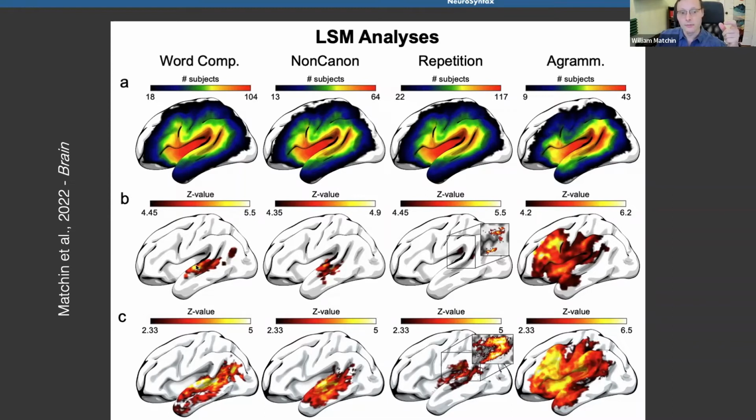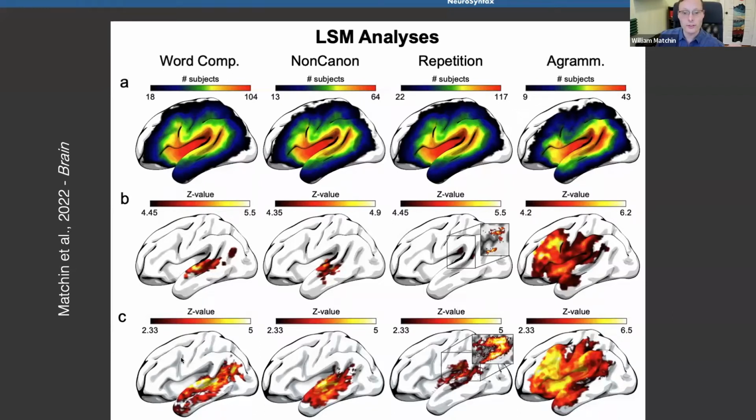We find here that this is middle STG and posterior STS going into the MTG, which is consistent with previous results. We see a similar distribution for non-canonical sentence comprehension deficits, which is also similar to some previous results in stroke-based aphasia. For repetition, we get some posterior temporal parietal areas, including the white matter medial to the surface, which is basically the arcuate fasciculus. Again, that makes sense from the literature, and expressive agrammatism is mostly frontal, which again makes sense and is previously reported.